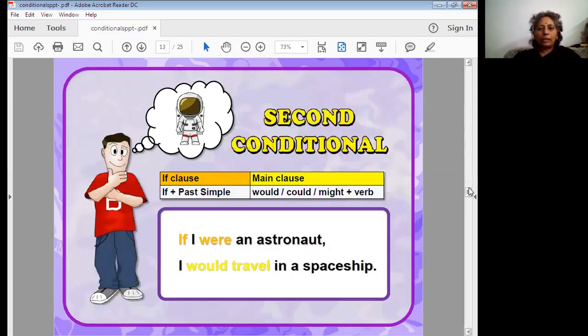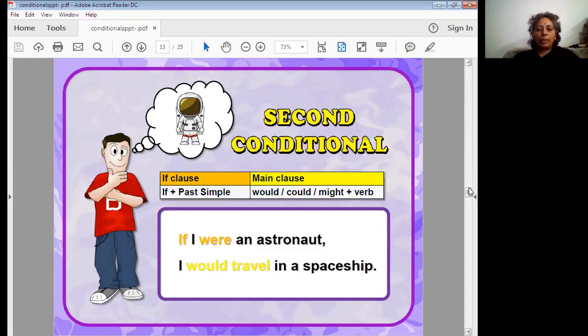The if clause is there, and next the main clause. In the previous slides, what we practiced was simple present tense followed by will, can, may, must. These only we use in the first conditional. In the second conditional, the past form is going to be used. So here, simple past is followed by would, could, might plus verb. See: if I were an astronaut, I would travel in a spaceship.